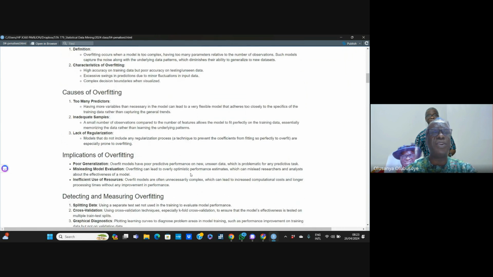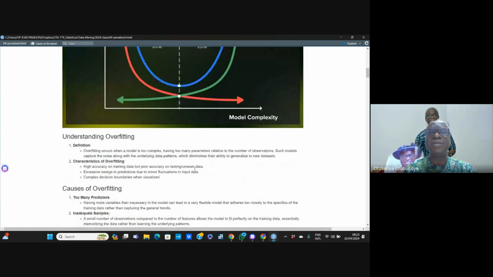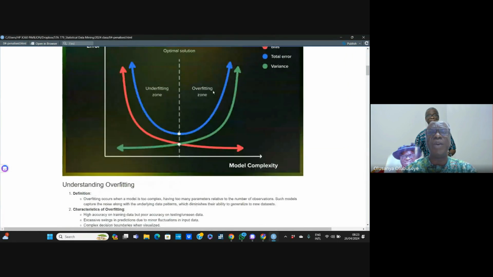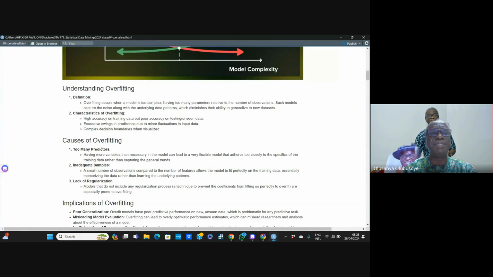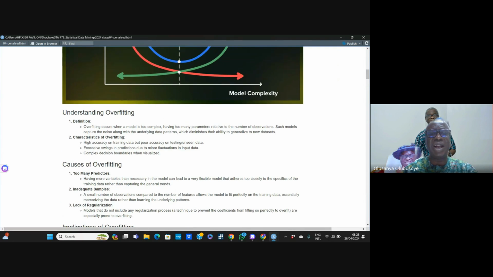Now, what are the causes of overfitting? We have to trace it to the model complexity. One, too many predictors. When you have too many explanatory variables, that can lead to overfitting.